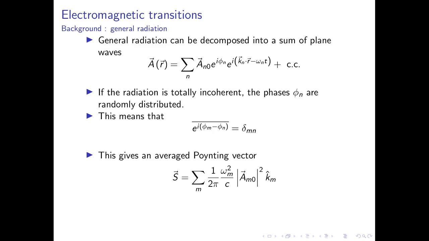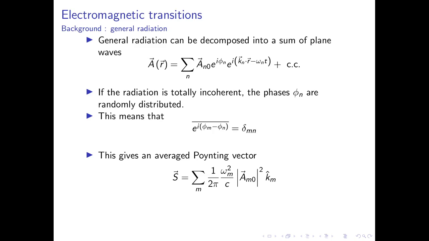But all these cross terms, terms which come from different modes, will average out to 0 because of this incoherent radiation assumption. So what this means ultimately is that the Poynting vector will end up being the sum of contributions from individual modes. So all cross terms will vanish. That's what the incoherent radiation approximation does for you. Now, this is for the Poynting vector.